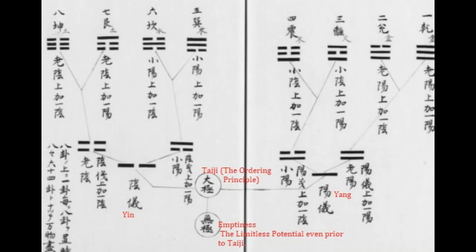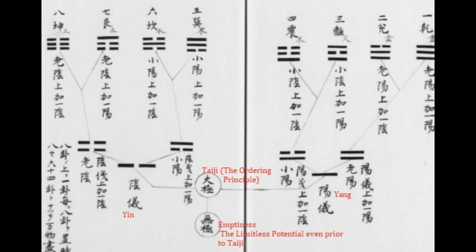So in this diagram you can see a diagram of all of the trigrams and how they're born. It starts from the bottom and works its way up. So you have emptiness, or the limitless potential that is even prior to the Daiji, right? And then you have the Daiji, the ordering principle of the universe, right? You could consider that the Tao if you want to. The Tao, the Daiji, the ordering principle.